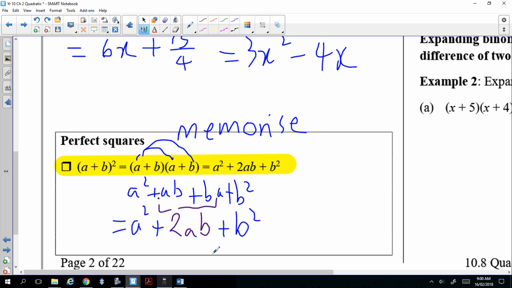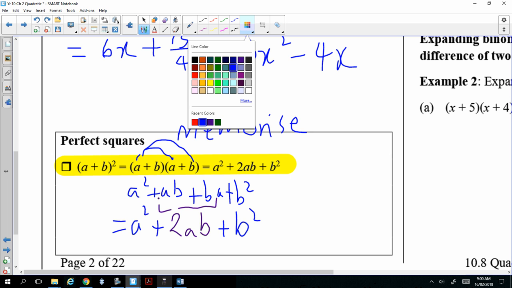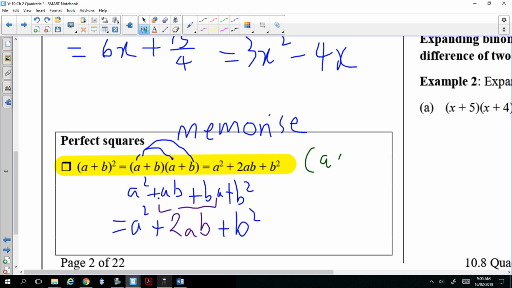Now be very careful not to get confused with the other rule. Had this been times, you just have to square both. But it doesn't work with plus, isn't it? You can't just go a squared plus b squared and forget the middle term. See the difference? When there's a plus and a times, it's completely different. When it's a times, it's easy. Square a, square b. But it doesn't work with the plus. It's a different formula. Okay? See the difference? All right.